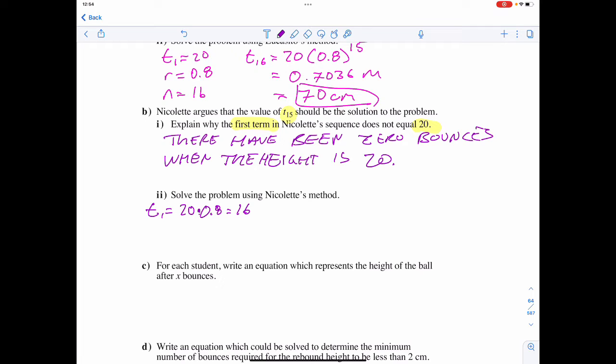Then you can say that if T1 is equal to 16, r is still equal to 0.8, and now my n value is going to be 15. And I can say that term 15 is equal to 16 times 0.8 to the 15 minus 1, which would still give me the same answer, 0.7036 meters, or 70 centimeters.